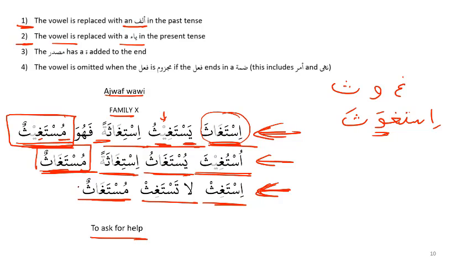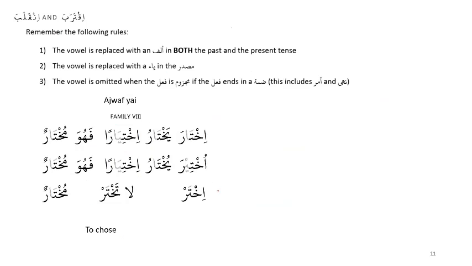So what are the key rules then? Actually, three key rules. For the past tense, alif. For the present, the mudare, ya. And then for the command, the middle letter, or the illat letter, is dropped. Okay, then we go to the next category.